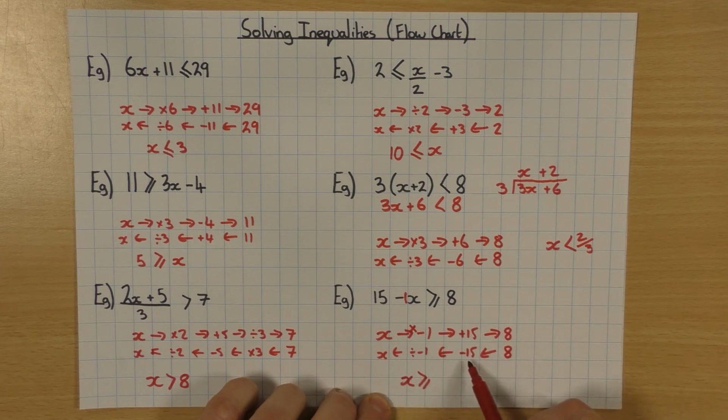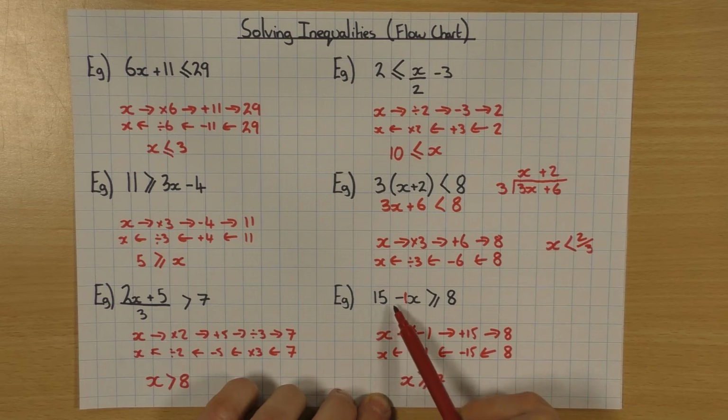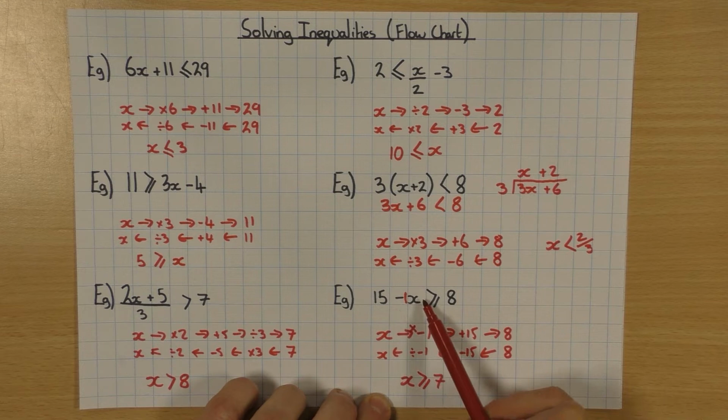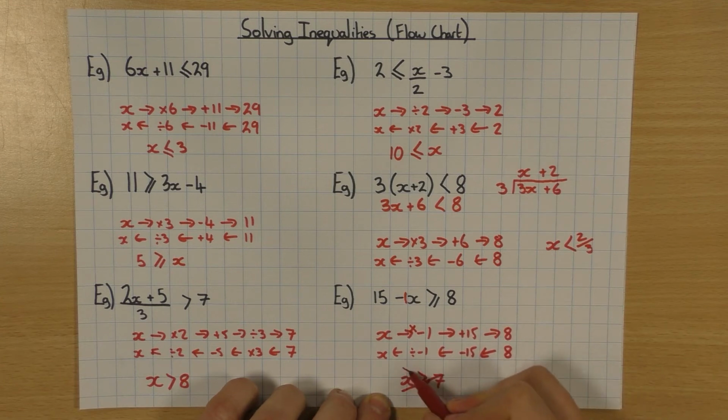So 8 take away 15 would be minus 7, and then minus 7 divided by minus 1, so minus divided by a minus will give me a positive, so I'll get that. But let's just have a look, see what happens. It's saying x is greater or equal to 7. So let's say x was 10, which is obviously bigger than 7. 15 take away 10 will give us 5, which is obviously not bigger than 8. Okay, so 5 would be greater or equal to 8. It does not work, so that is not correct.